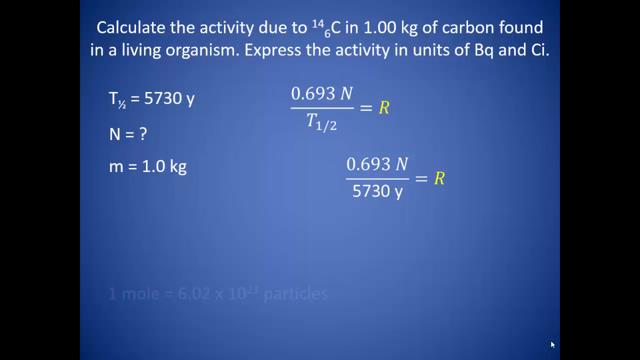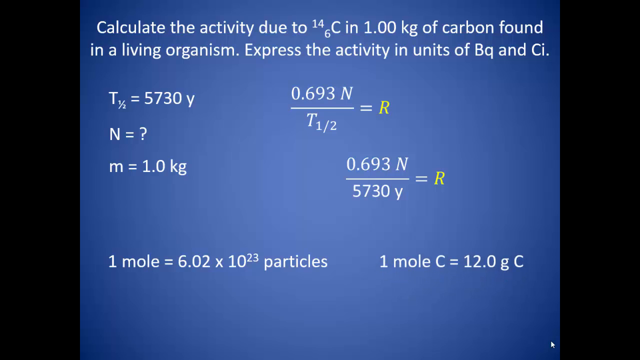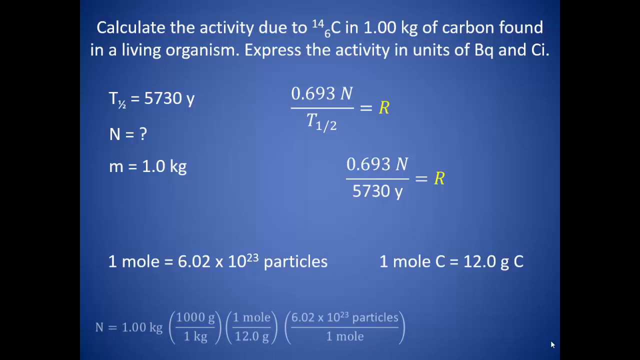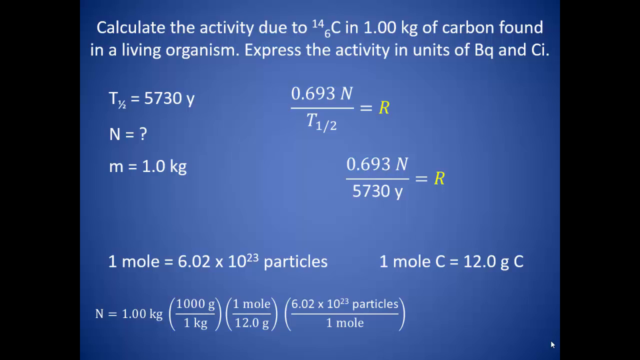A while back we talked about a mole being a unit that describes a certain number of particles. 6.02 times 10 to the 23rd particles, actually. We also became aware that the molar mass, or the mass of 1 mole of an element, could be found on the periodic table. In the case of carbon, 1 mole of carbon has a mass of 12 grams. We can set up a nice series of conversions starting with 1 kilogram is actually 1,000 grams. There are 12 grams in 1 mole and 6.02 times 10 to the 23rd particles in each mole. This turns out to be 5.02 times 10 to the 25th particles of carbon in our beginning sample.